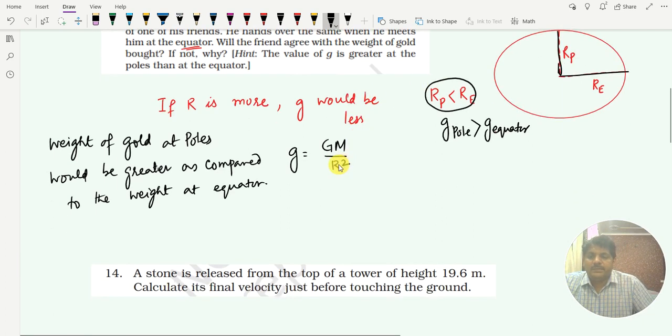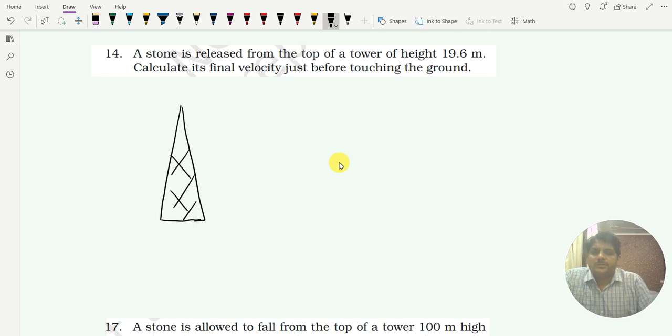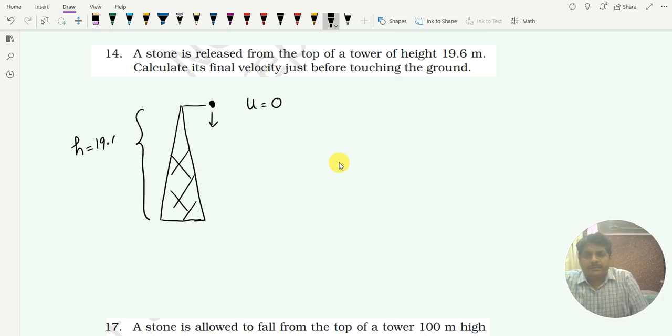Okay. Now let us move on to the next question. A stone is released from the top of a tower of height 19.6 meter. So there is a tower. We have discussed this question earlier also. A stone is released from the top of the tower. So this is the stone which is released, means u is equal to 0, and height of the tower is given, 19.6 meter.